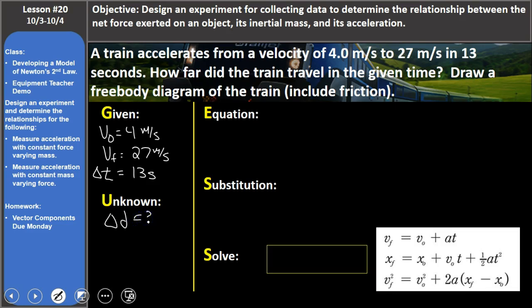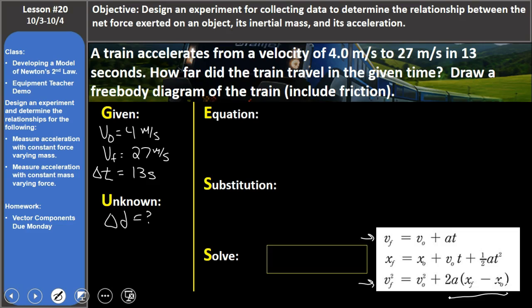A lot of my students went right to these two equations right here. They recognized there was no acceleration given. So they said, okay, I can find acceleration. Rightfully so. You can get acceleration by solving that equation right here. And then you could plug that acceleration into this equation and back out delta d. However, that's not a simplistic way of doing it. A simpler way is to find your average velocity.